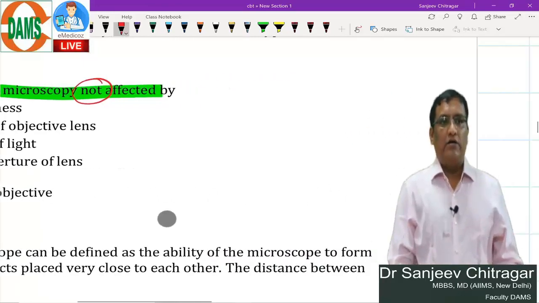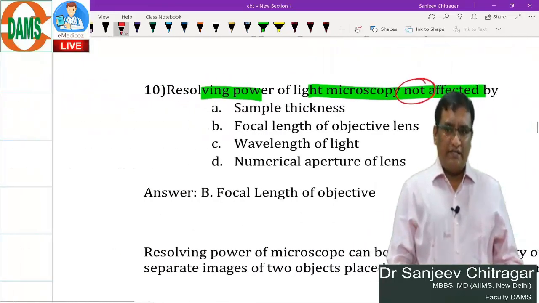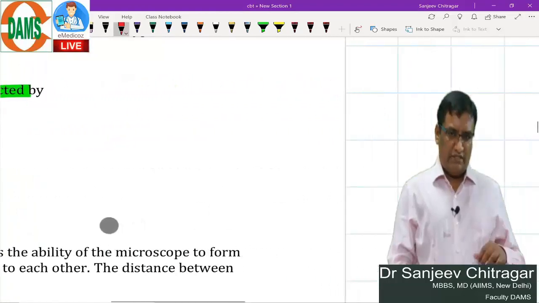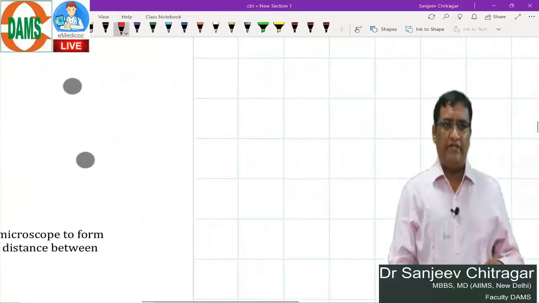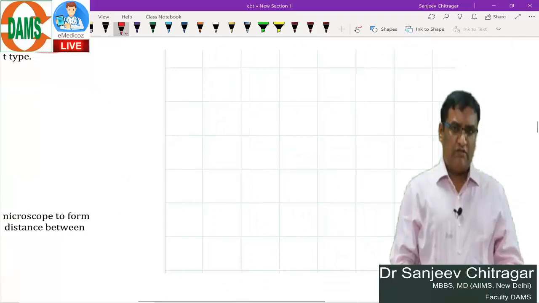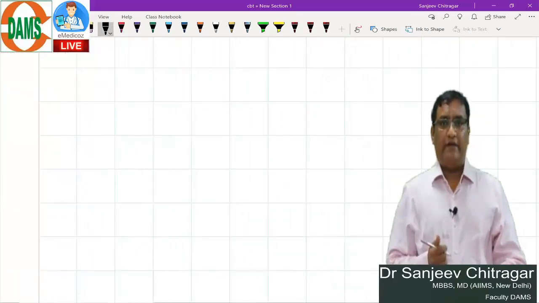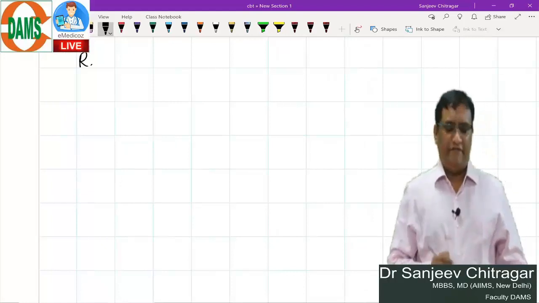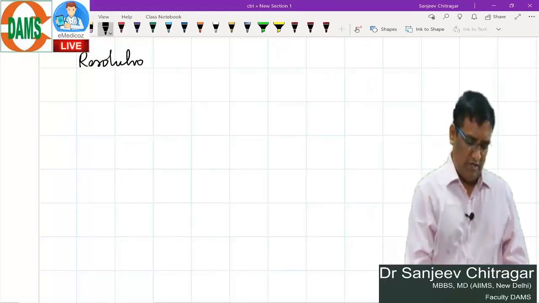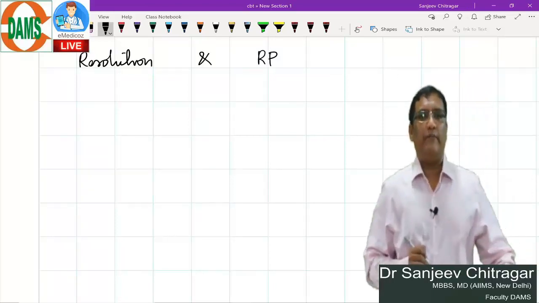Now let us understand these few things. Although I have given it in the explanation, I want to explain it in my terms here. I can explain it better on the screen. Let us look at it. First we need to know two words: resolution and resolving power. These are two different things. They are not the same.